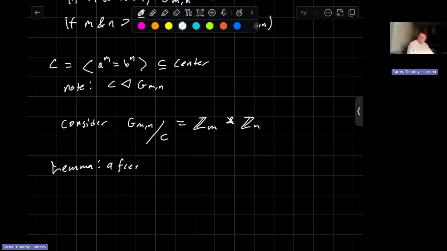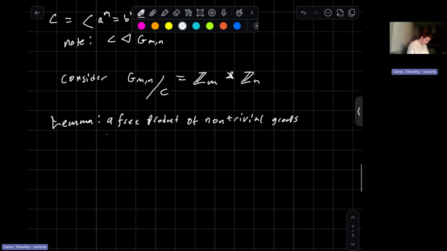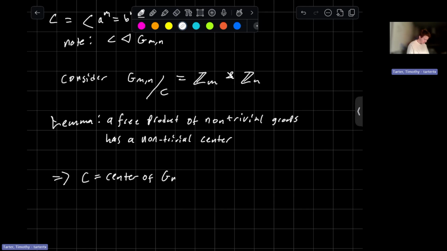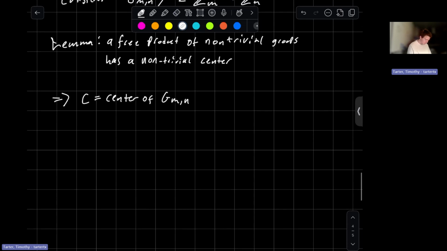A free product of non-trivial groups has trivial center. And then the implication of this is that C is equal to the center of GMN.